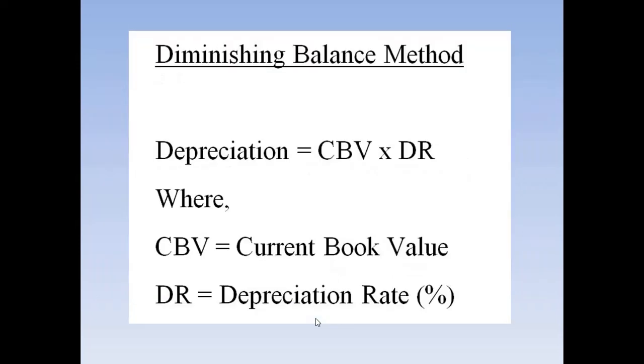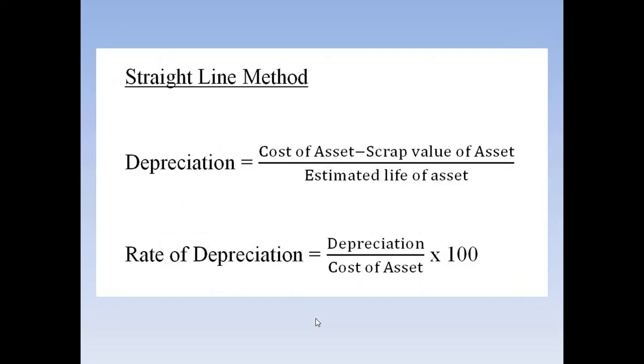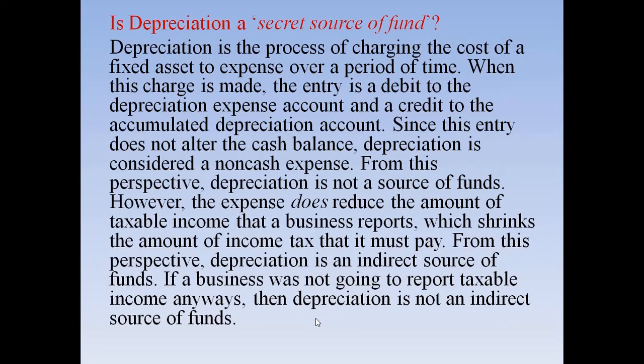But according to the diminishing balance method, every year the value of depreciation decreases. Let us say in the year 2020 it was 2000, but in the year 2021 it will become 1800. Now in the next year it will be 1671 rupees. So every year it keeps on decreasing. So there is a difference between the diminishing balance method and the straight line method, which we will see in the numerical questions.